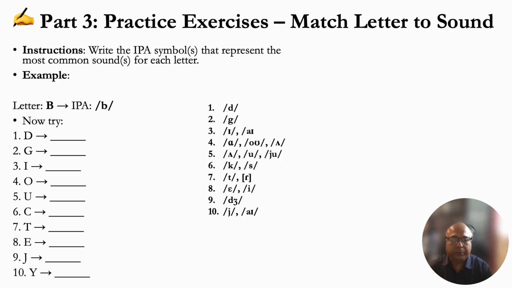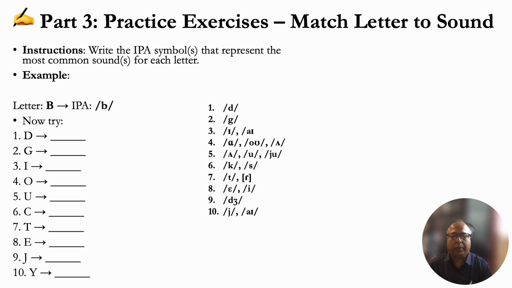U, U. Okay? Number five is U. That also could be U, and U. Number six is C, as in K, or S. Seven is T, T, or T, as in butter. E is E, and E. 9 is J, J, and 10 is Y, Y, and I.